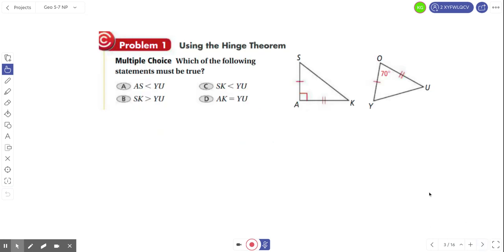All right, let's look at an example of how we can use that. So which of the following statements must be true? Here we have two triangles, and we got congruent sides. These two sides are congruent to these two sides. And in our first triangle, angle A is bigger than angle O. Angle A is 90, angle O is 70, which means that our third side, SK, is going to be longer than our third side, YU. So SK is greater than YU would be our answer there.